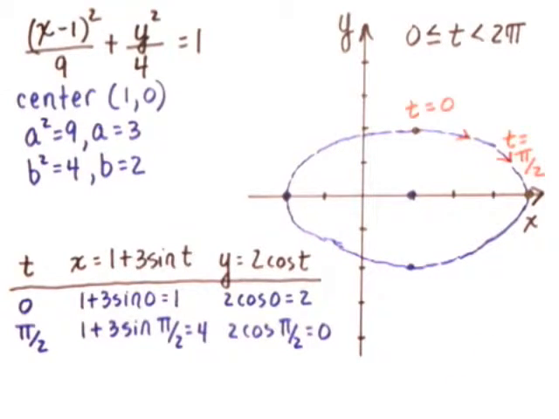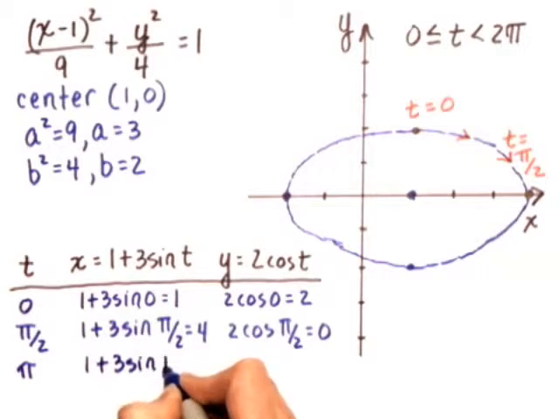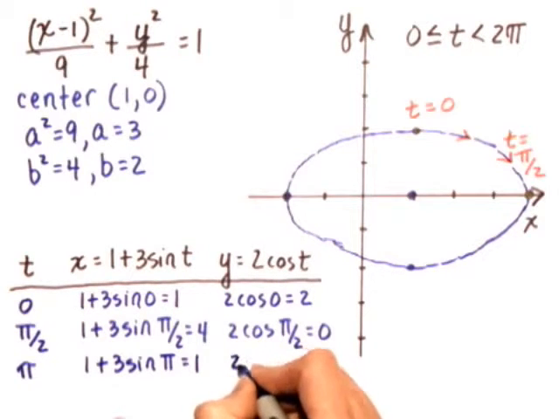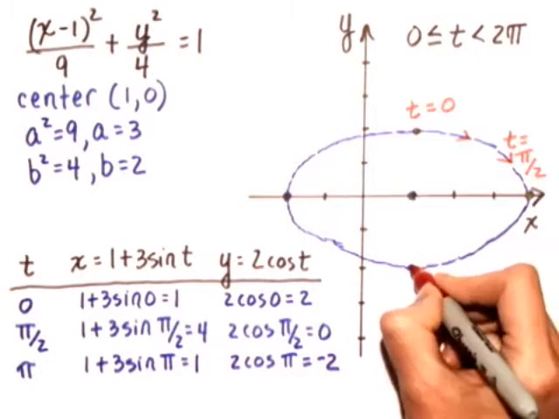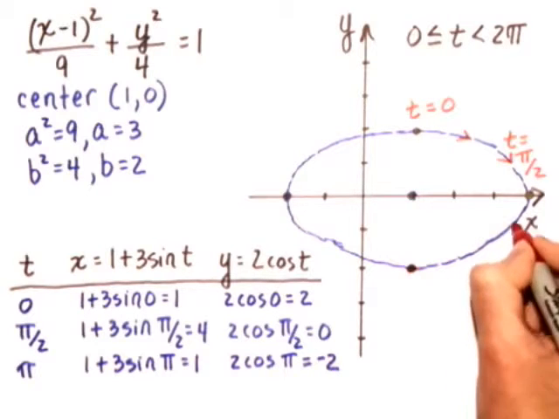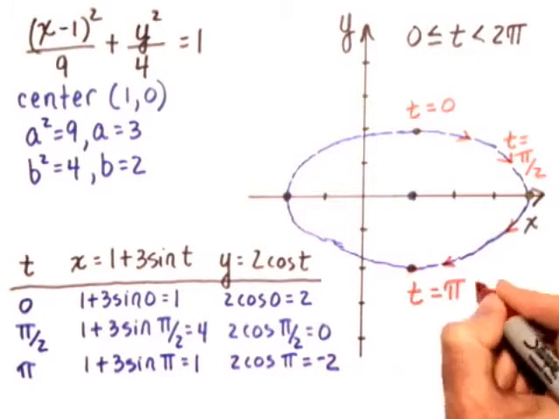Next, let's let t equal pi. If we do that, x equals 1 plus 3 times the sine of pi. Since the sine of pi is 0, 1 plus 0 is 1. And y equals 2 times the cosine of pi. Since the cosine of pi is -1, 2 times -1 is -2. So we have the point 1, -2. Right here, one of our endpoints. And again, we put in our direction arrow. This corresponds to t equals pi.